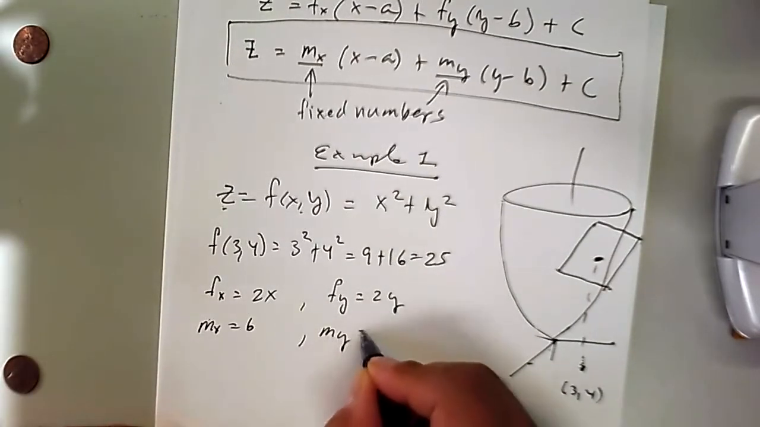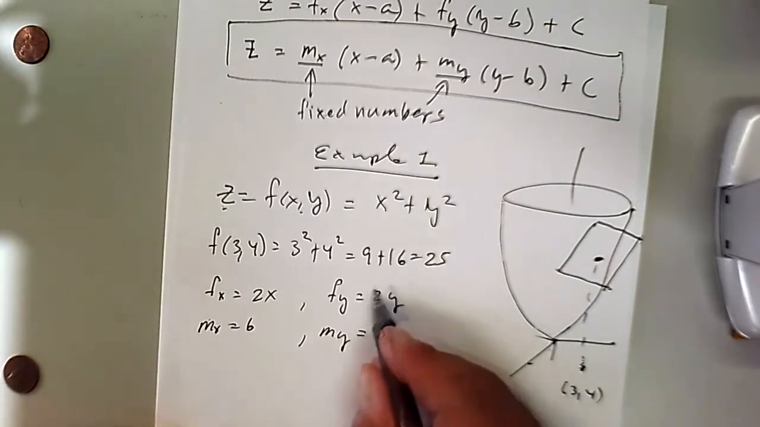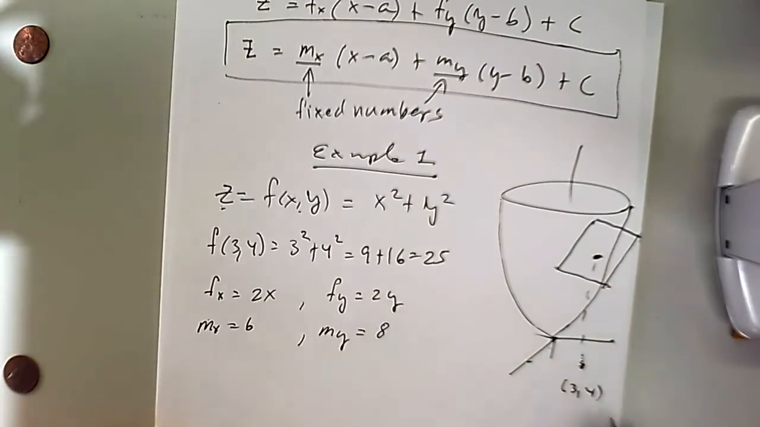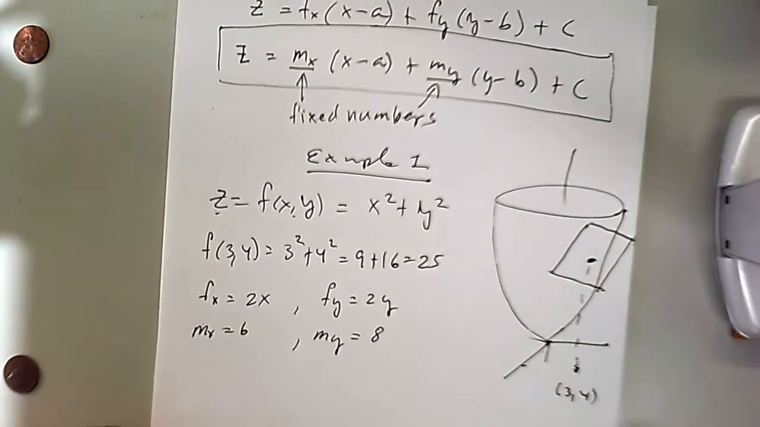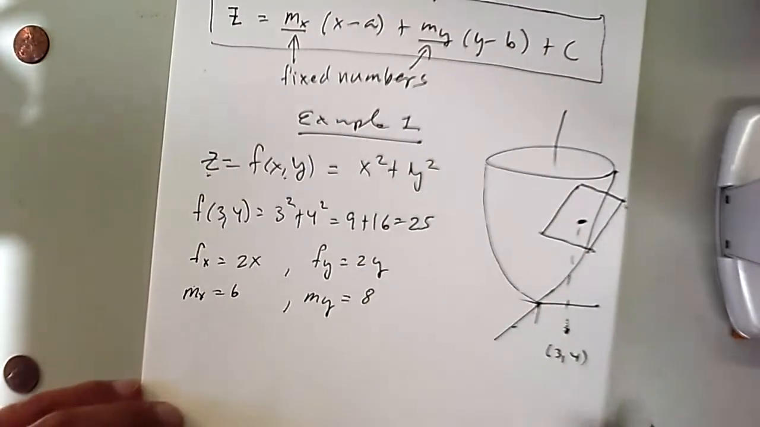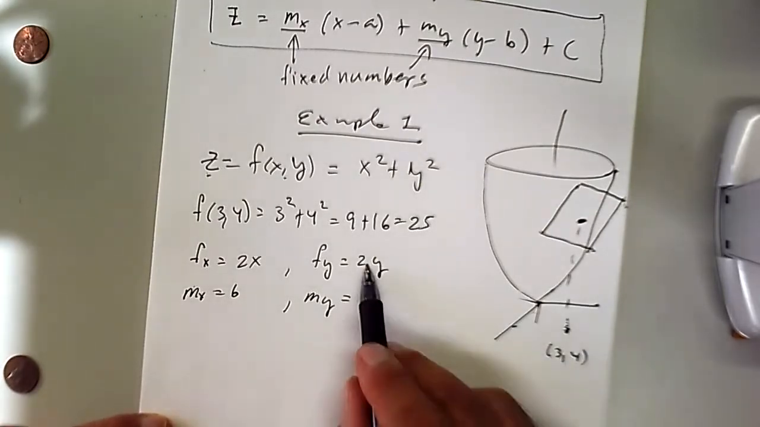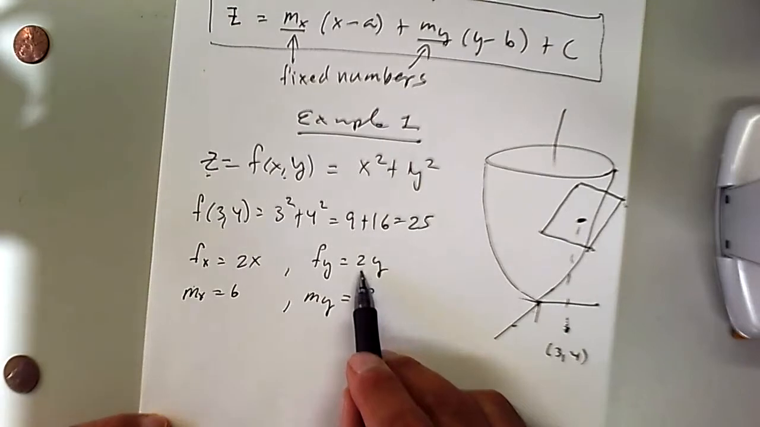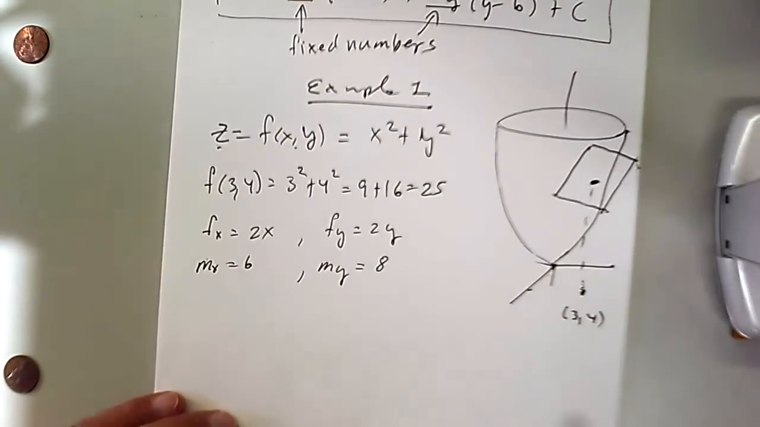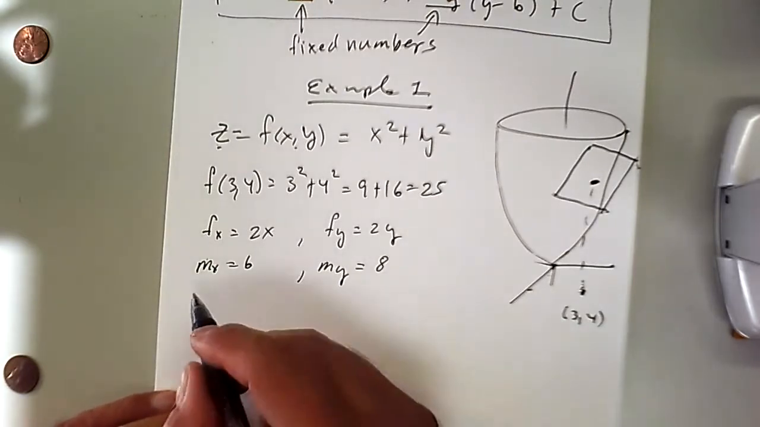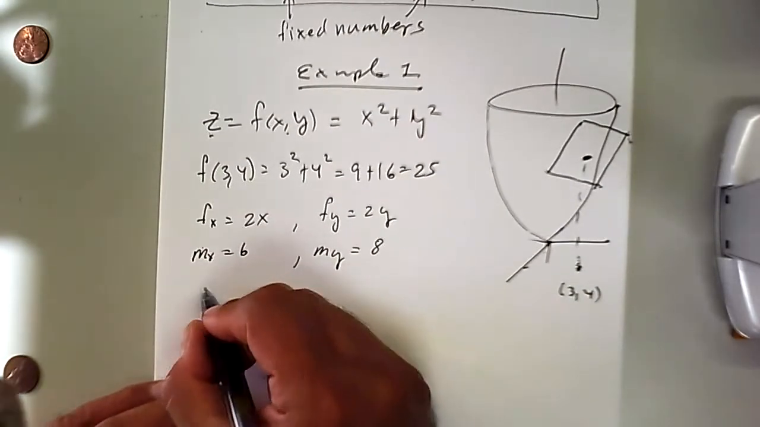M sub y will be 8. This expression does not use 3. It only uses the 4, the y value. But still, I'm going to speak in terms of plugging in 3, 4. So we're plugging 3, 4 into this formula, even though this formula only uses y, only uses 4. And we're 2 steps from getting the final answer.